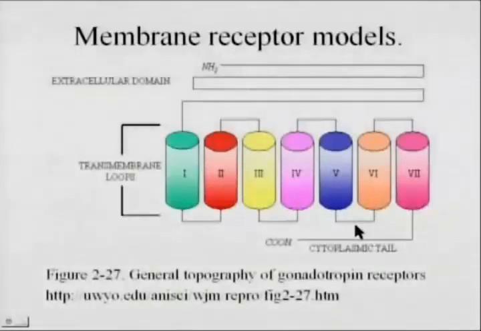Here, for example, we see it again, the general topography of the gonadotropin receptors, as we saw from the previous slide, that had the amino terminal, the transmembrane spanning portion, and the cytoplasmic tail within the cytoplasm.